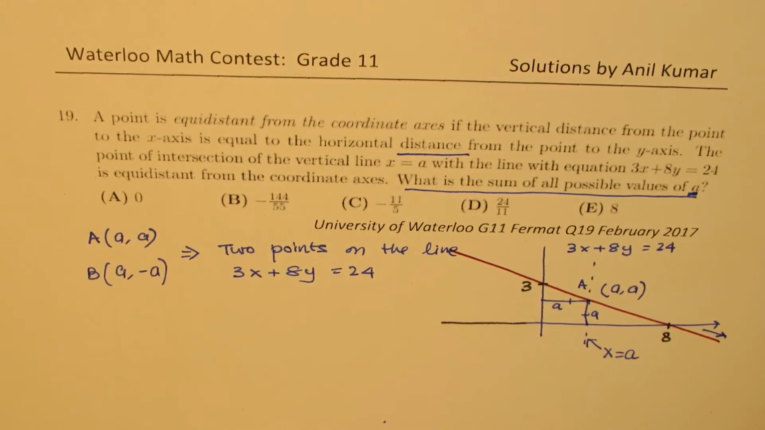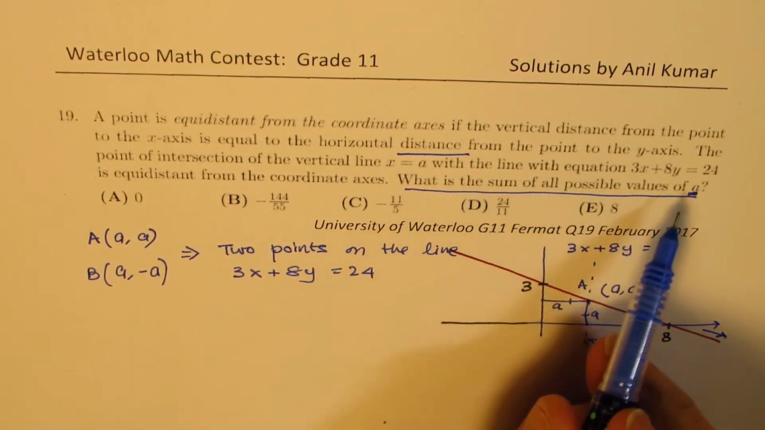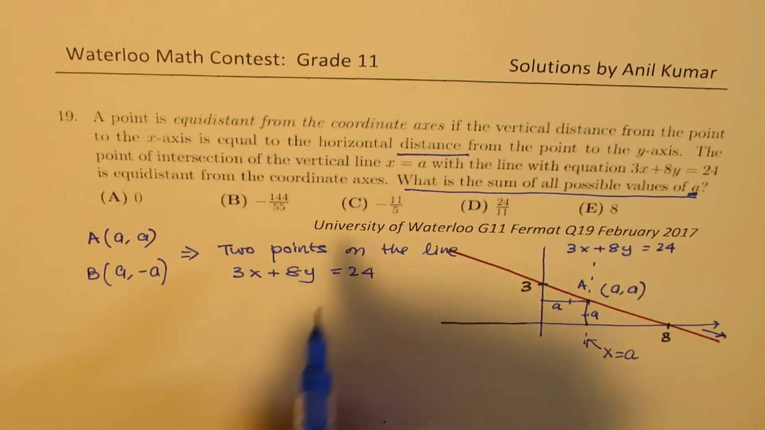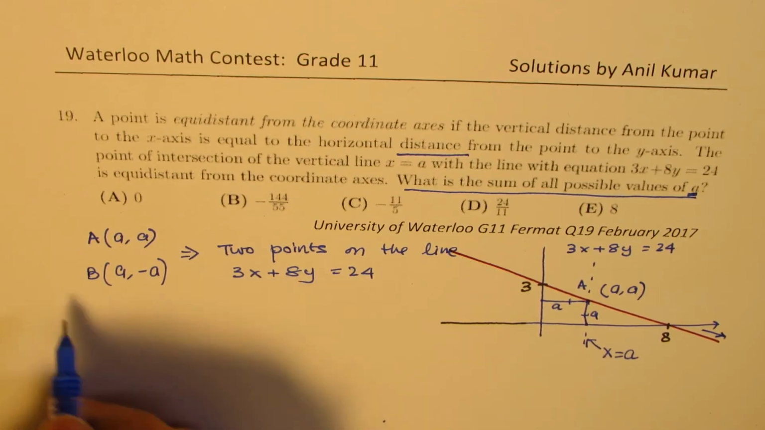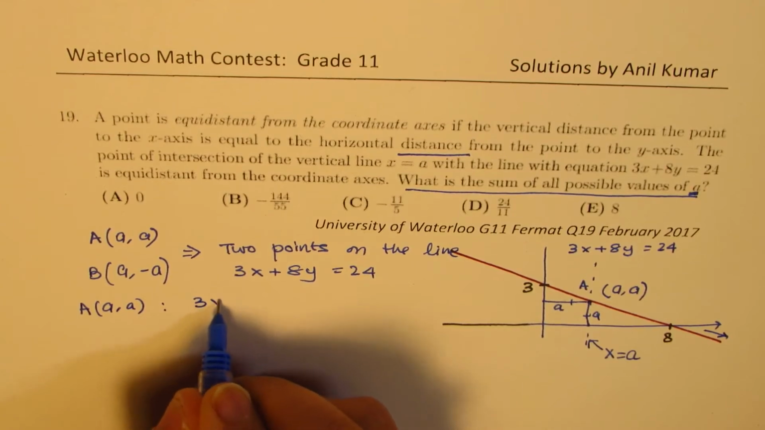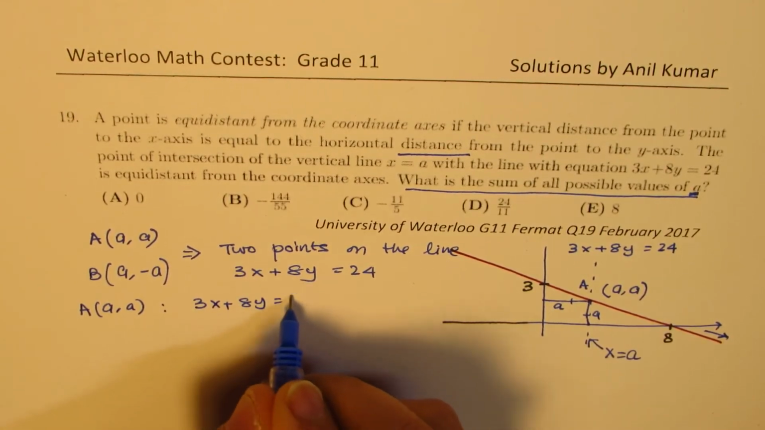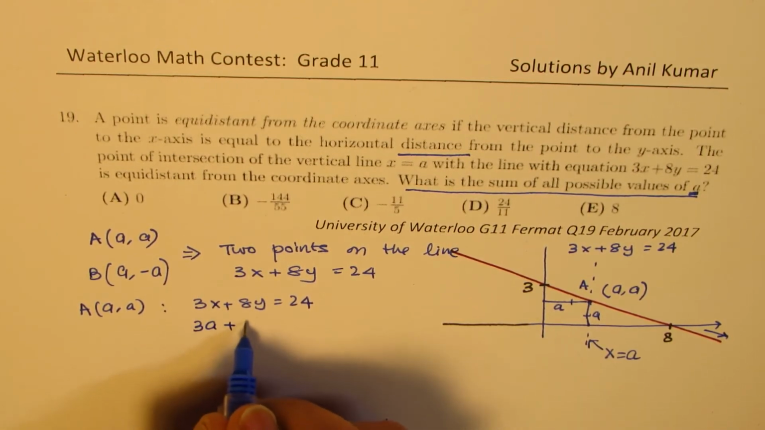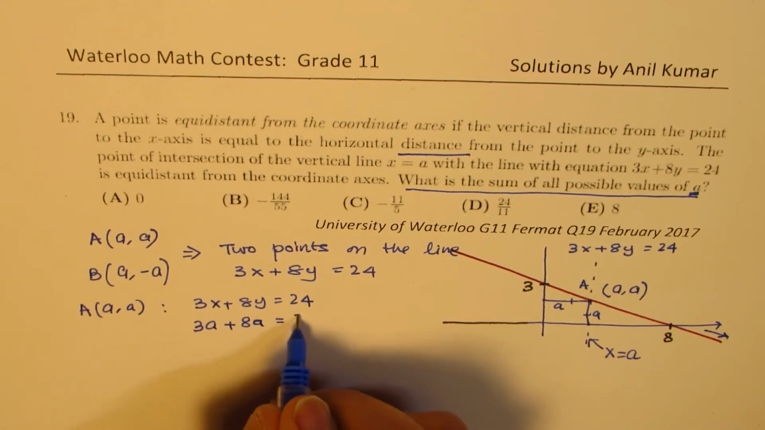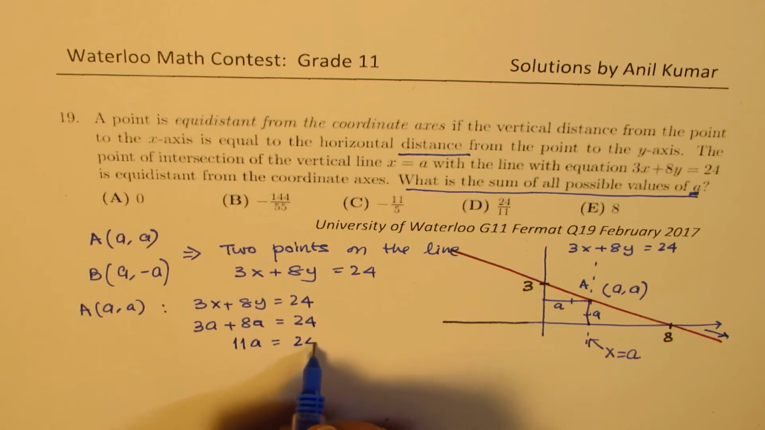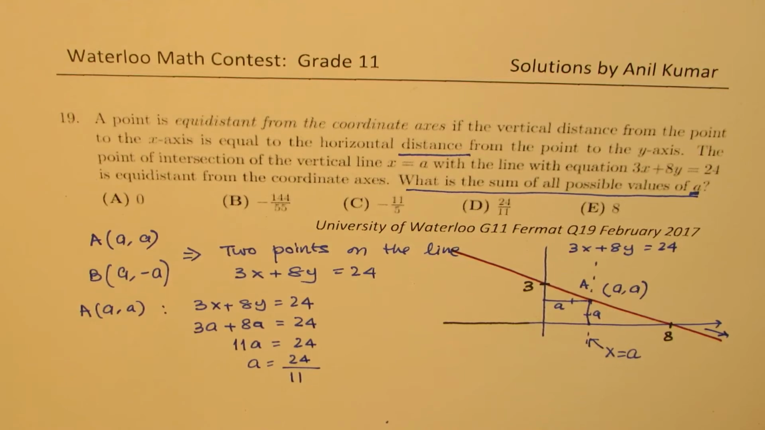Let's find the two values of a. We can substitute the value here. If the point is AA on the line 3x plus 8y equals 24, that basically means 3a plus 8a equals 24, correct? So that means 11a is 24, or a is 24 over 11. So we get one value.